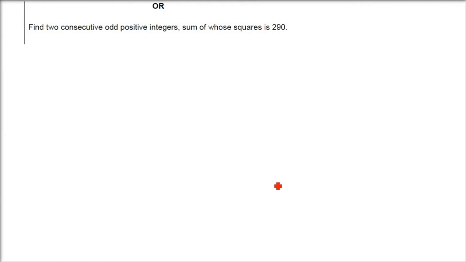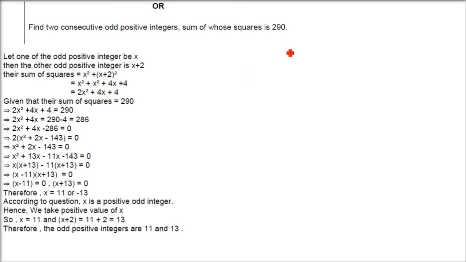Now this is OR. Previous one or this one, you can do either of these. Find two consecutive odd positive integers, sum of whose squares is 290. So consecutive odd positive integers. You know, in a few books, first we make the number odd. That is, if you multiply a number with 2, it is even. When you add 1, it is for sure an odd number.